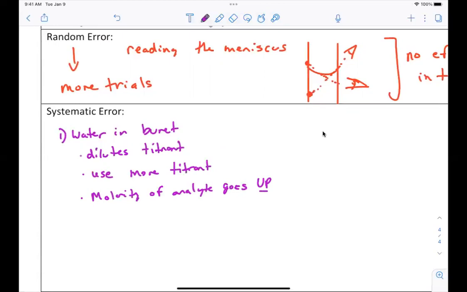Because you may think you're using 0.1 molar, but maybe you're only using 0.09 molar, but you're using the volume that you think is 0.1, so that'll make you think you have more moles of acid, so therefore your molarity will go up. So diluting your titrant makes you appear that you're using more titrant than you need to be.